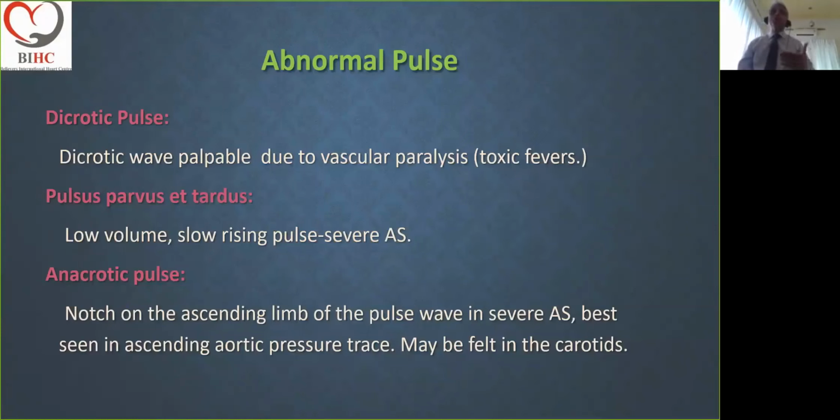In aortic stenosis, you speak of the low volume, slow rising pulse. If you like Latin, it is pulsus parvus et tardus. Or an anacrotic pulse when there is a shoulder on the ascending limb. This again is better seen in an ascending aortic trace in the cath lab rather than felt by the hand.